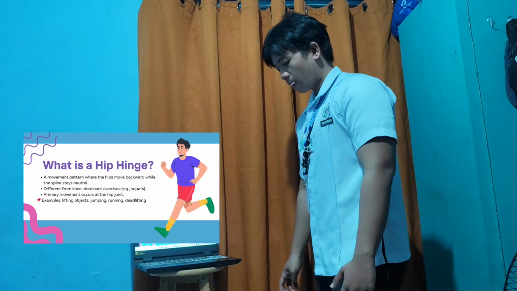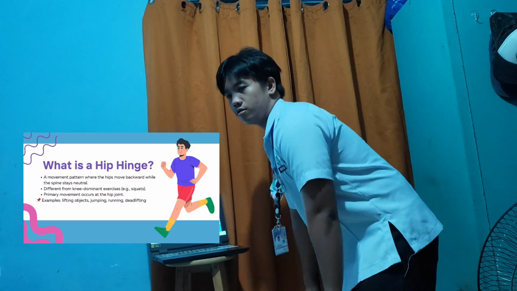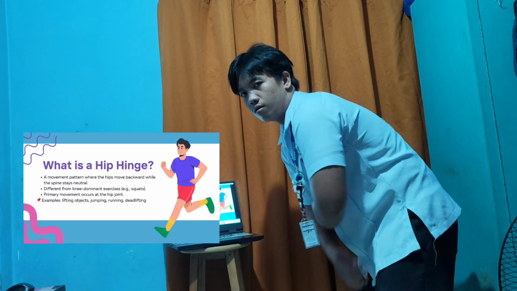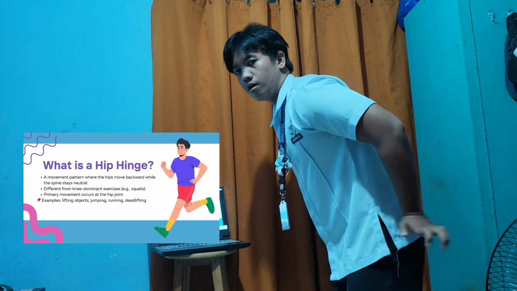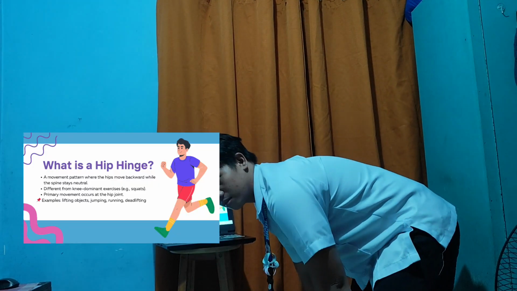So when doing a hip hinge, your back must be arched and you must avoid doing this, which is the round back, and you must slowly hinge your hips or your glutes backward, just like this.